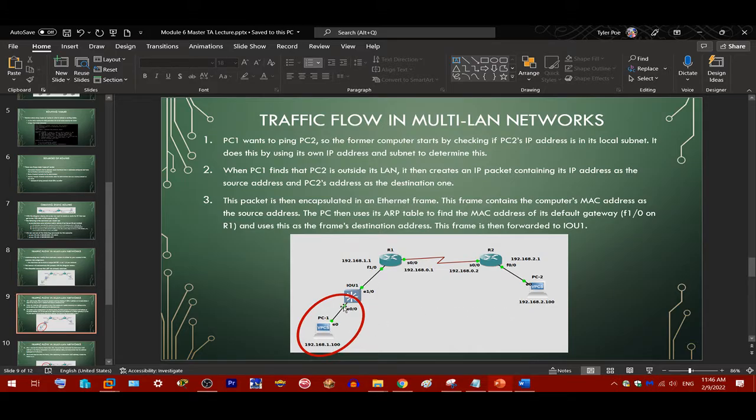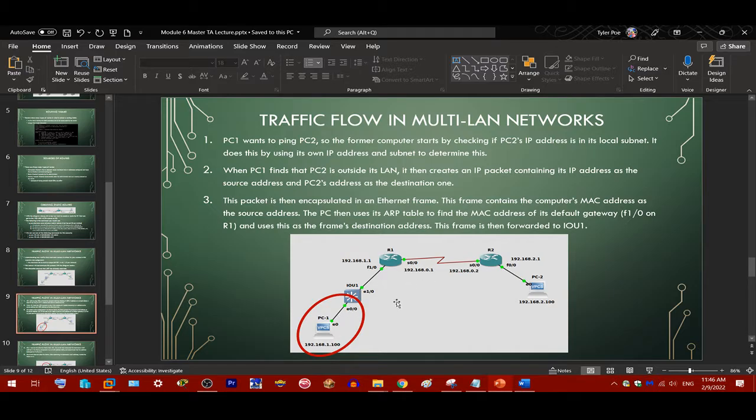When traffic flows within a single broadcast domain and needs to go from LAN to LAN, the frame contains data for the devices that are in the same LAN. So PC1 can't use the MAC address of PC2 for the frame, because IOU1 is not going to know it. However, IOU1 understands what the MAC address for R1 is, so that's what PC1 uses.